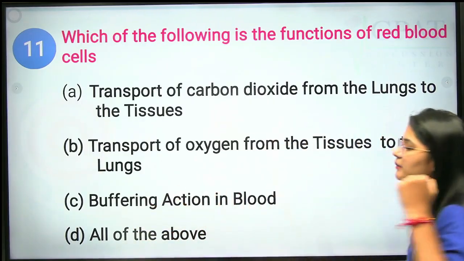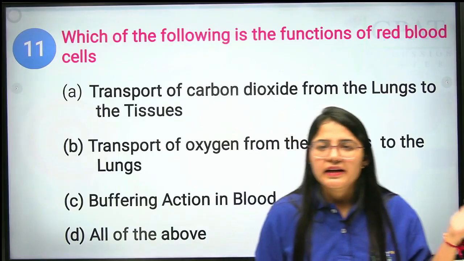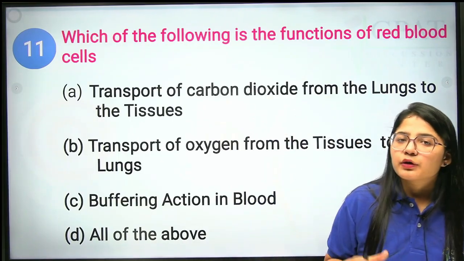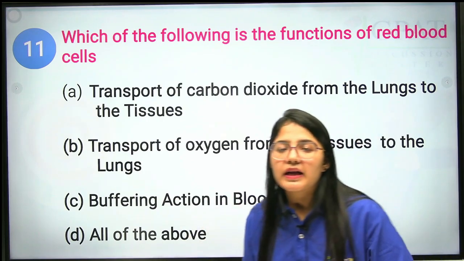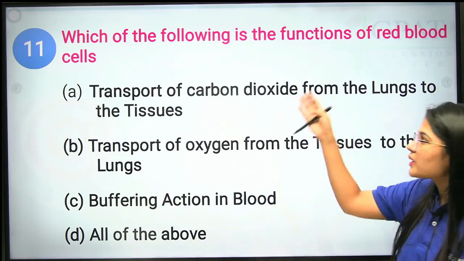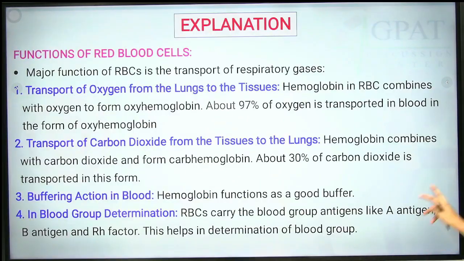Buffering action in blood. Yes, obviously it is responsible for the maintenance of your pH, that is your buffering action. If there is too much increase in the quantity of carbon dioxide, your pH will rise in the acidic condition. So yes, RBCs are responsible for the maintenance of your buffering action. Next question.